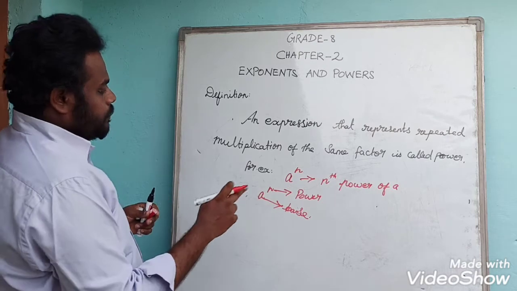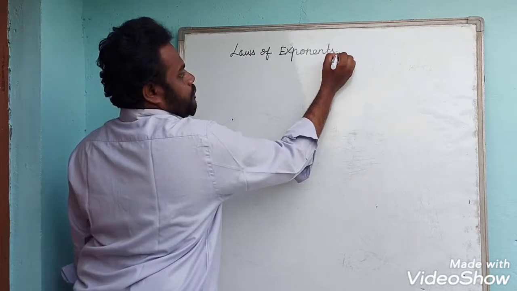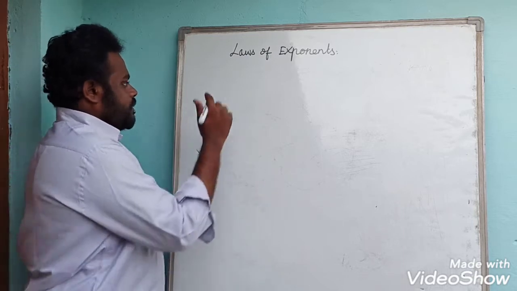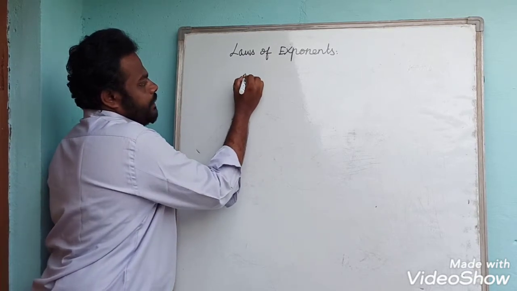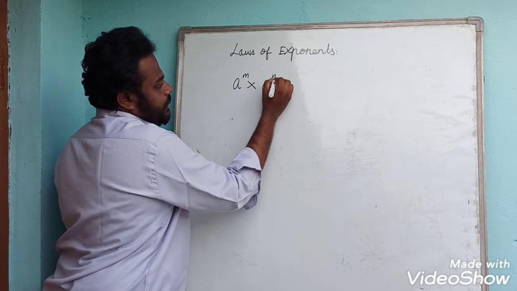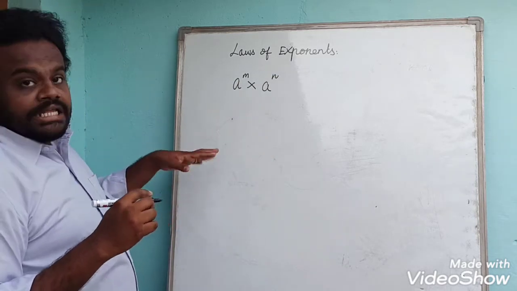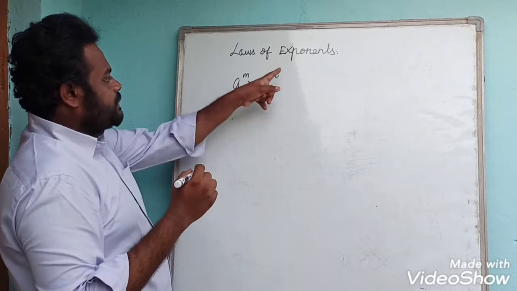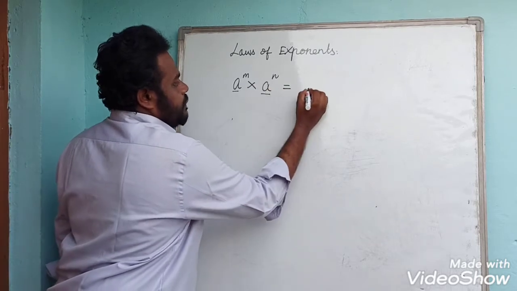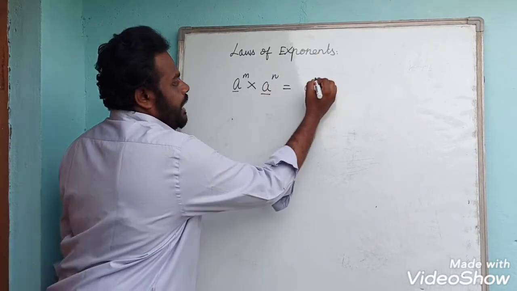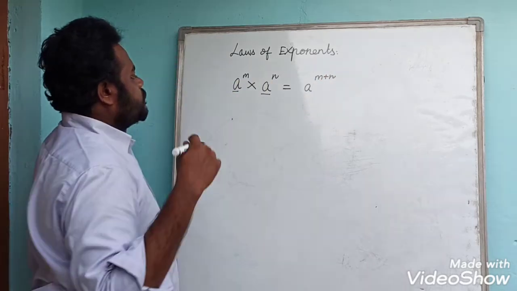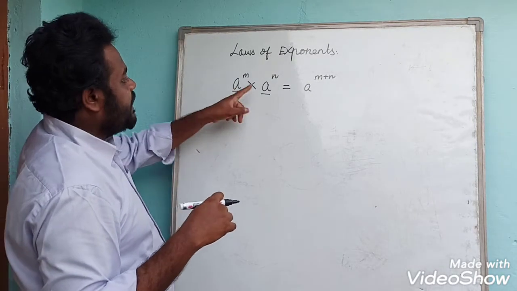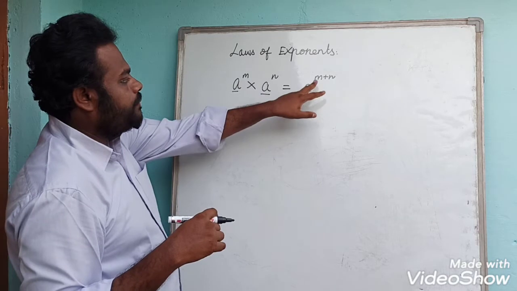Next we move on to laws of exponents. Okay, now we see laws of exponents under multiplication. So here I take a power m into a power n. Here you see base are same but powers different. In this condition we take base as common, but we have to add the powers in multiplication. So a power m plus n.